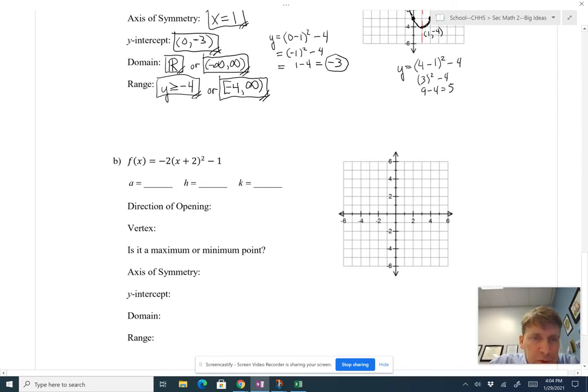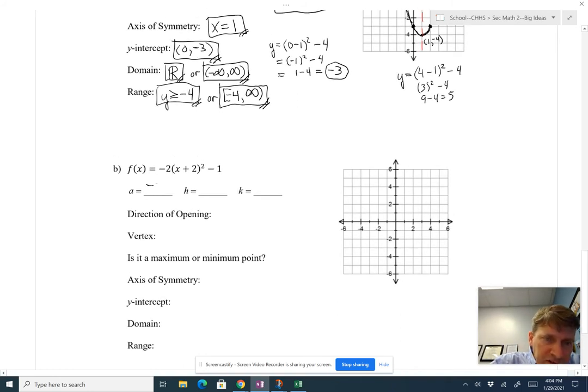We've got negative 2 times the parentheses x plus 2 squared minus 1. So the a value, we can just read it right off of there. It's really nice. Negative 2 is a. Now here, I'm going to rewrite x plus 2 inside the parentheses as x minus negative 2 squared. I do that so that you realize plus 2 is the same as minus a negative 2. That's because the general vertex form of the equation is x minus h. And so here we can see h is negative 2, and k is minus 1.